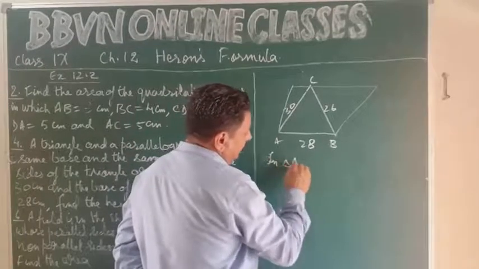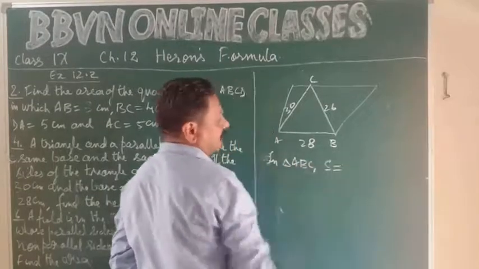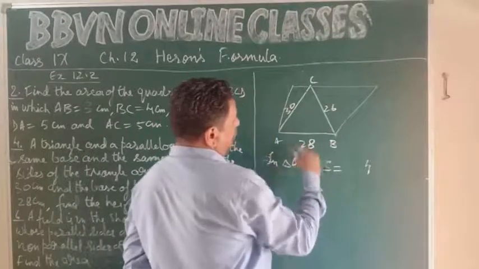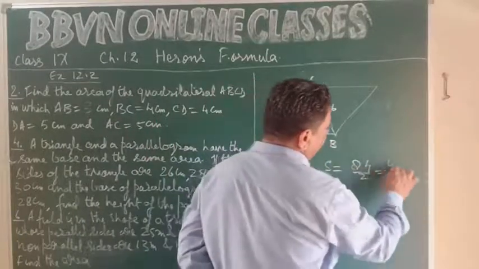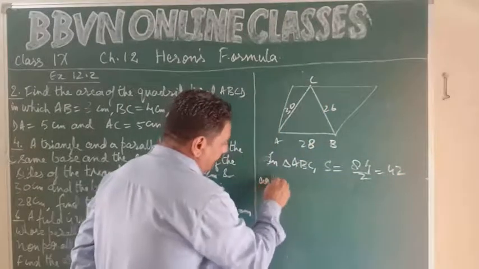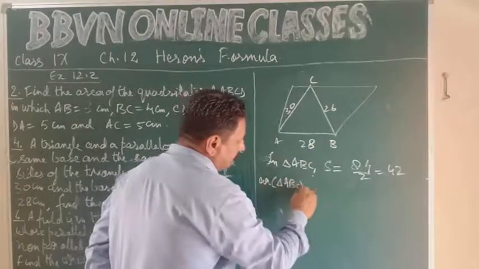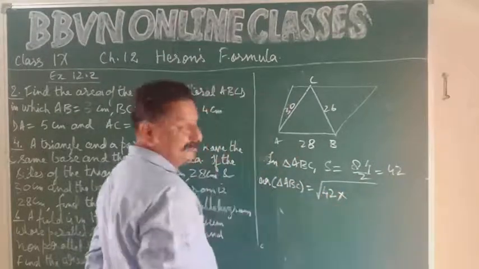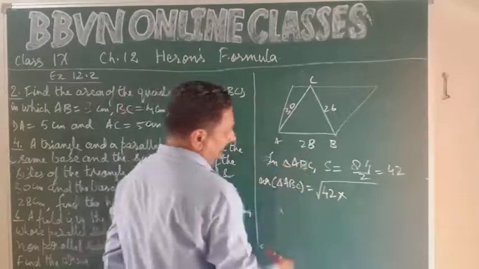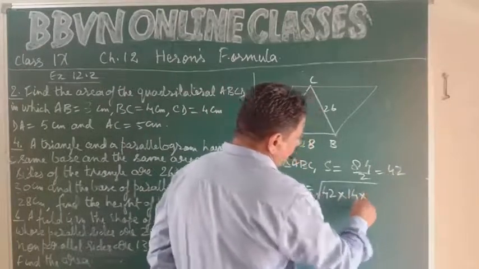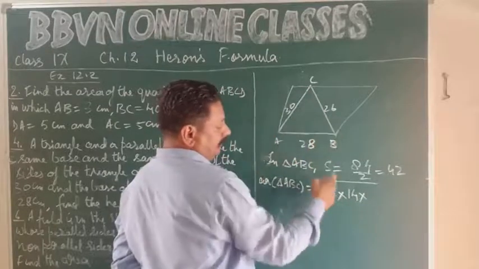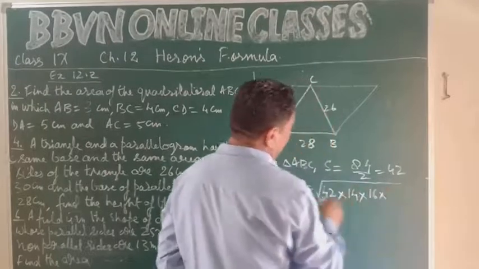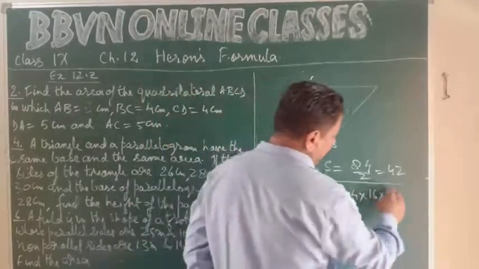In triangle ABC, S is equal to the semi-perimeter, half of the perimeter. So 84 upon 2, that is 42. Now area of triangle ABC, under root S into S minus A, 42 minus 28, 14, into S minus B, 42 minus 26 is 16, into S minus C, 42 minus 30 is 12.